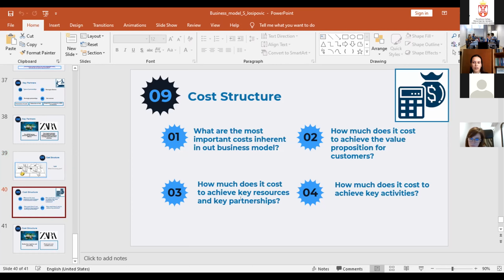Here we must see which key resources are the most expensive, and how much it costs to achieve key activities. Which key activities are the most expensive? So we can see that creating and delivering the value proposition, key resources, key partnerships, and key activities all incur cost, and we must present the cost structure of our business in this last block of the business model canvas.